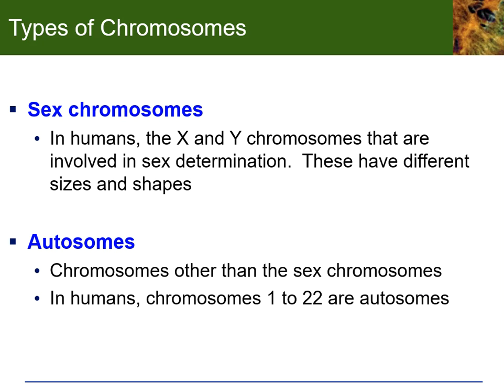Sex chromosomes. In humans, the X and Y chromosomes are involved in sex determination, and these have different sizes and shapes. And then you have the autosomes, which are the chromosomes other than the sex chromosomes. In humans, chromosomes 1 through 22 are autosomes.